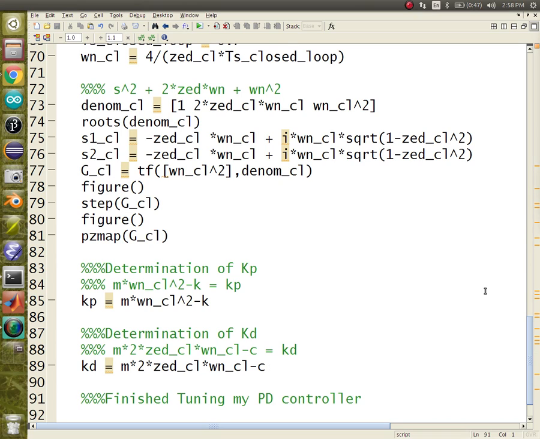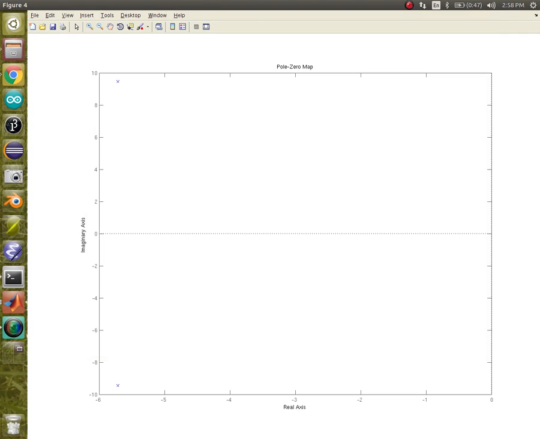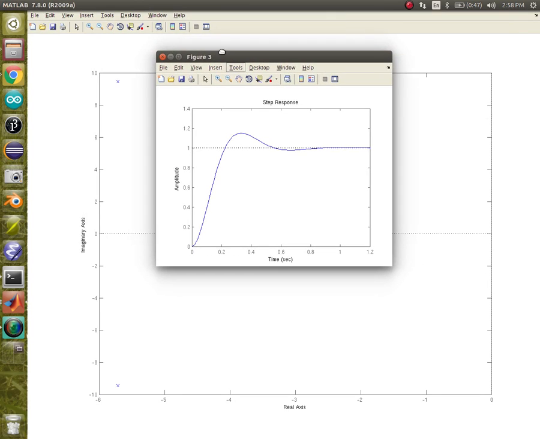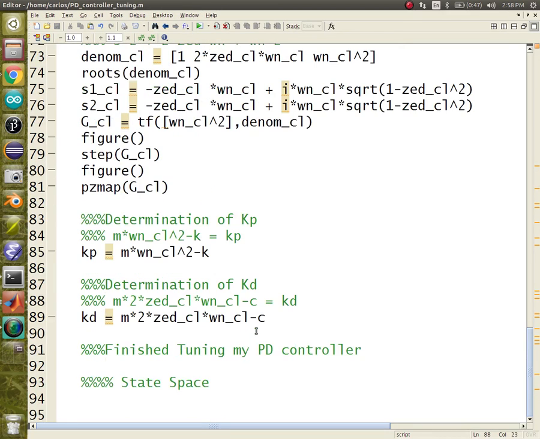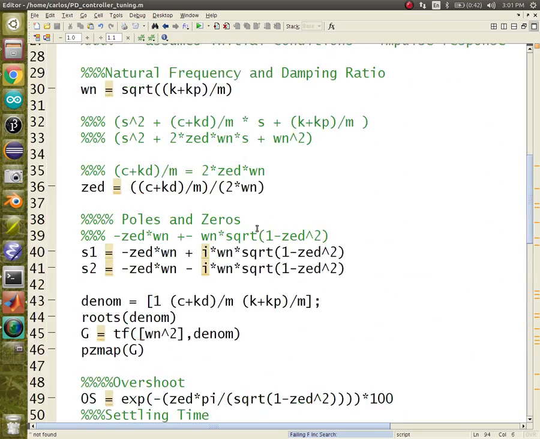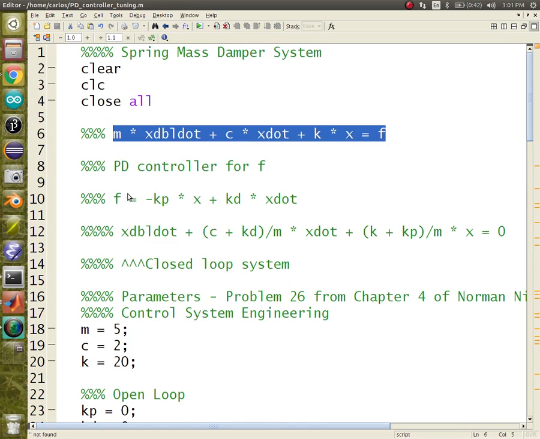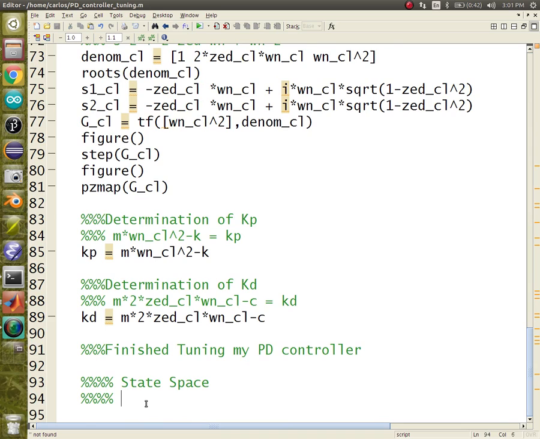And at the end of the day, this is my, wrong figure, this is my closed loop step response. Now, what if I wanted to do this using state space? To do that, we need to put this in first order form. Let's take the open loop equation of motion, which is this one here. I'm going to copy it and put it down here.